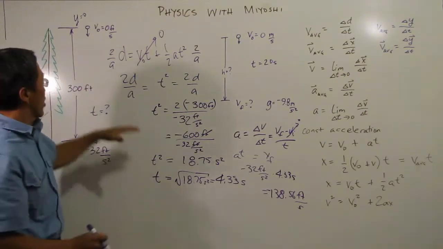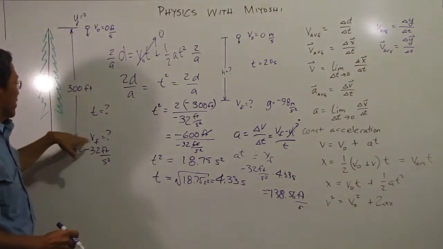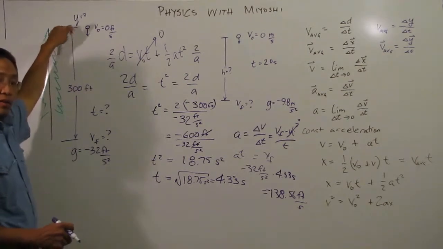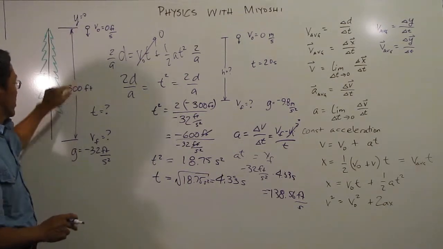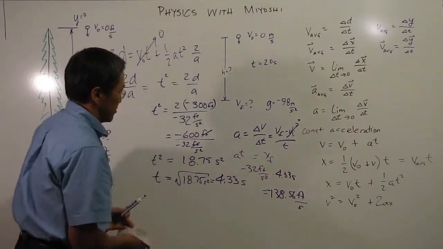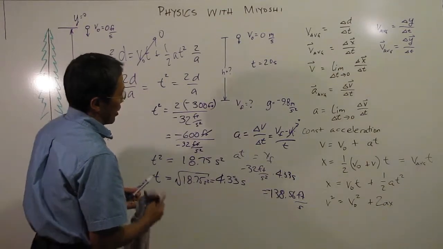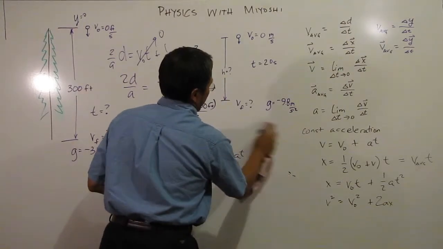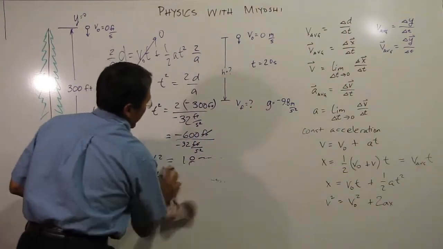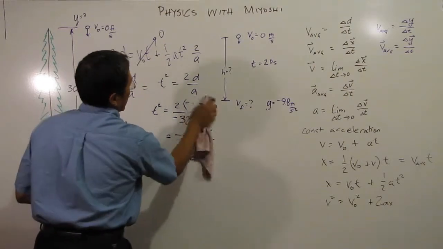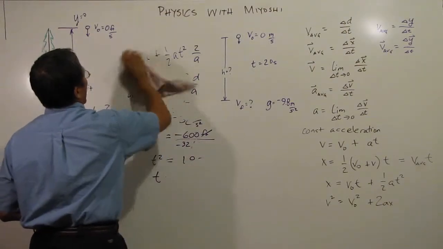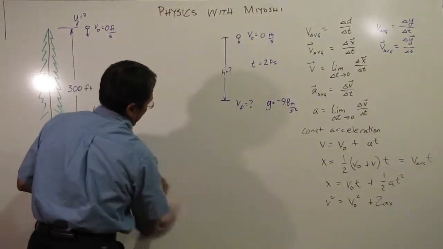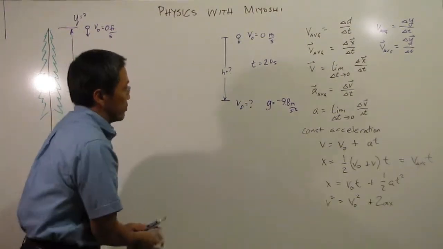Okay? So that's how to find the final velocity and the time of an object falling from a height of a certain distance. Okay, so what about the other problem where we know the time and we want to find the distance? Well, that is a problem that we can look at very simply.